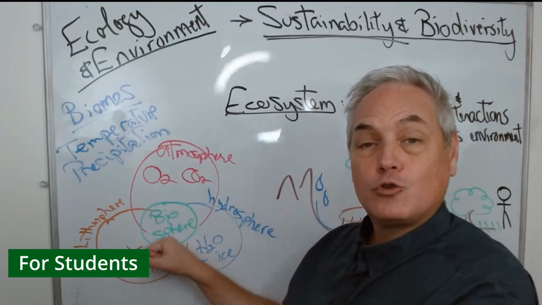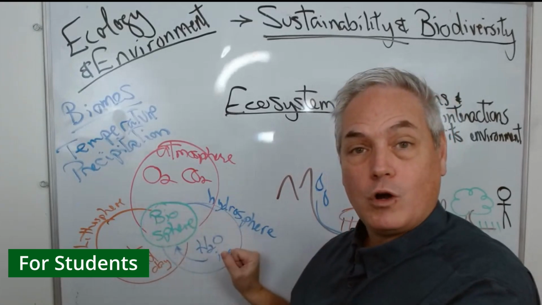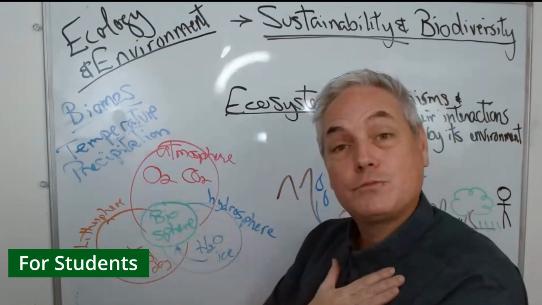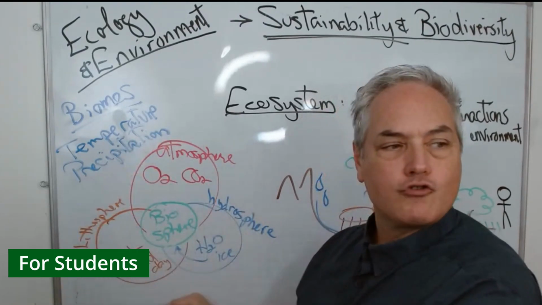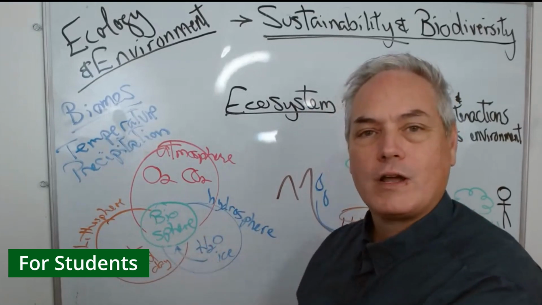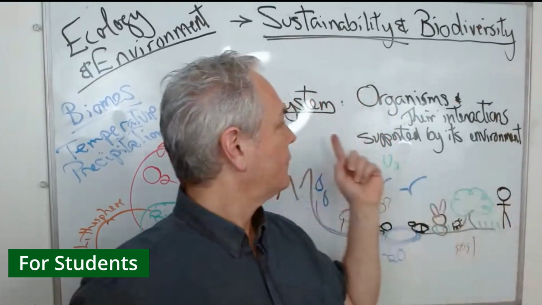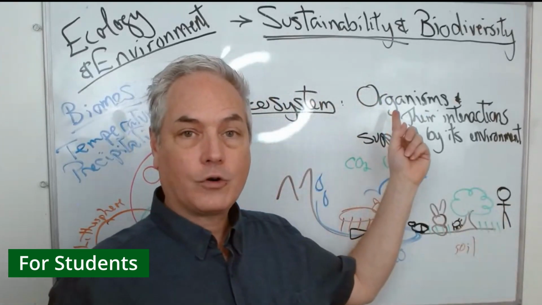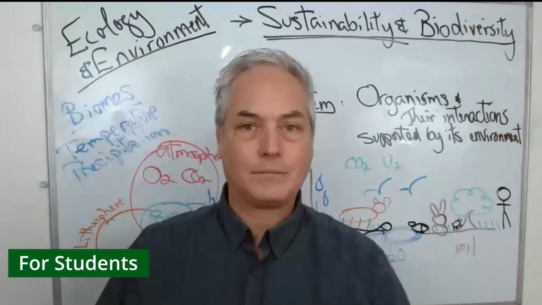And on top of that, in order to live, the biosphere needs an atmosphere, which brings water, but also has oxygen because we breathe, and brings the carbon dioxide. So this is a great example of how we can put the four spheres together to summarize what an ecosystem is. So ecosystem being all the organisms, their interaction supported by their environment.